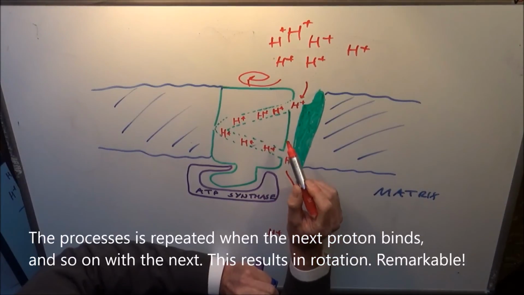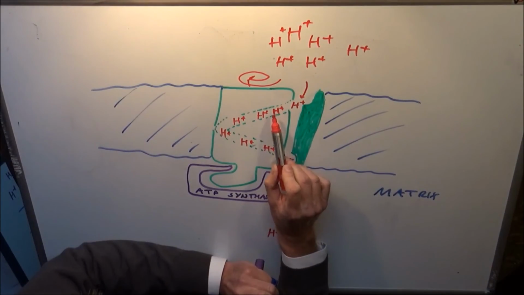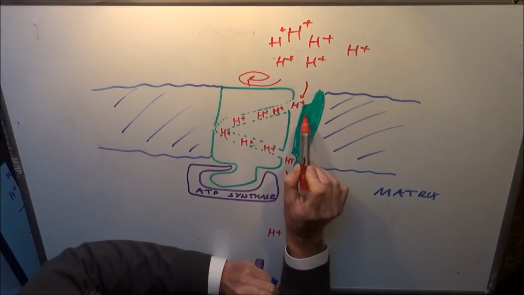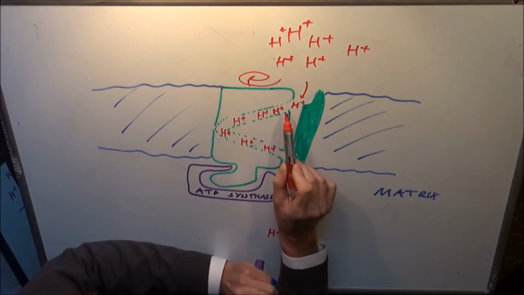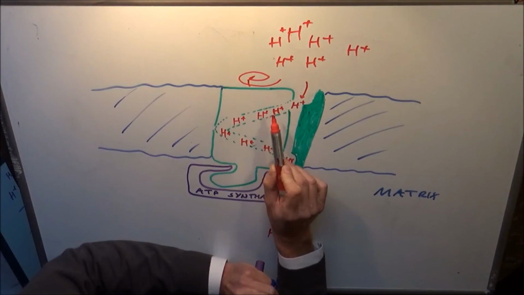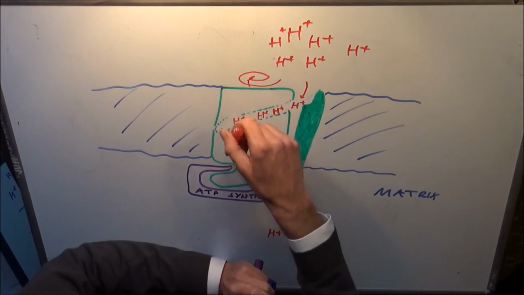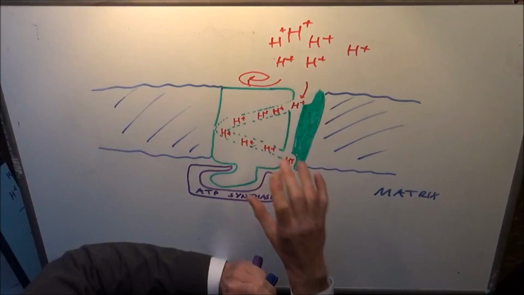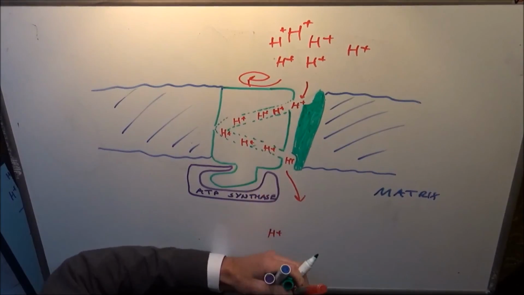So wherever a proton binds to this protein, it finds itself repelled by a positive charge on another bit of protein, so it makes it move a little bit, and every time one adds on, it results in the overall rotation of this part of the protein.